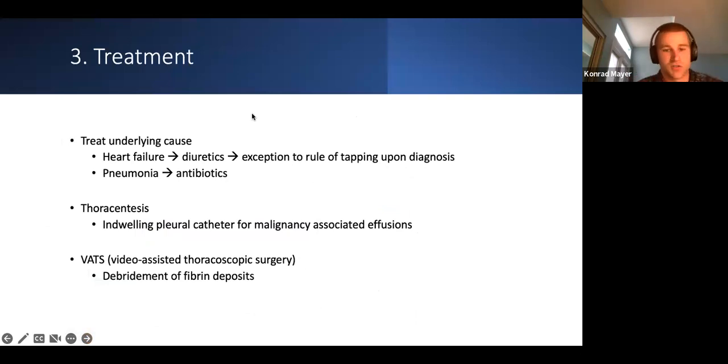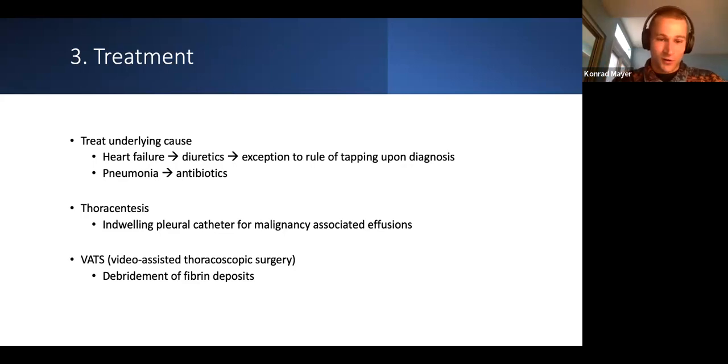Okay, so the treatment, and this is coming to the end of my presentation. So pleural effusion can have so many different causes and there's so many different things that can cause a pleural effusion. I only mentioned 5 or 6, and there are probably 20 or 30 out there. But the most important ones I think I mentioned.